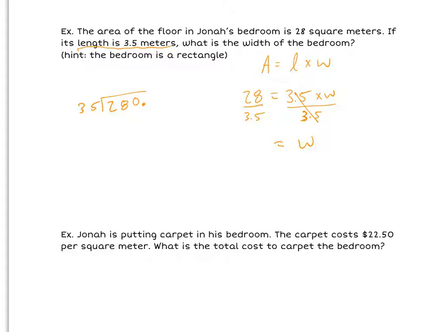So 35 into 280. What do you think, Grady? 8. Did you do that one on the calculator? Did it work? Okay. So Grady says on the calculator 8 times 35 is 280. So there you go, you get 0. So the width is 8.